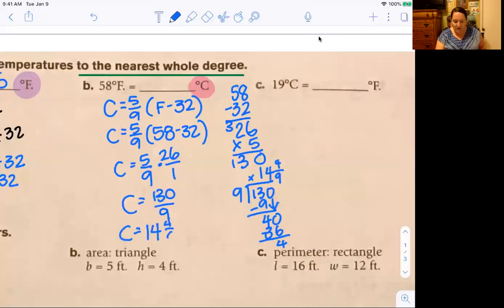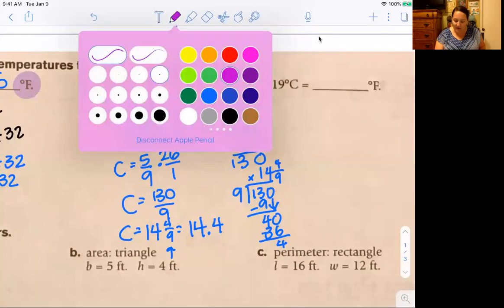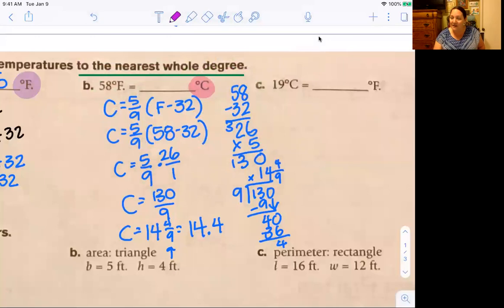Who remembers? With 4/9, what's your decimal going to be? Because when we are rounding, we want to put it in decimals. It's a lot easier to round that way. When you have 9 as your denominator, what is your decimal? It's your numerator repeating. So this is 14.4 repeating. And now we need to round 14.4 to the nearest whole number, or the ones place. So this 4 is in the ones place. This 4 is the box saying round up or stay the same. What do you think? Stay the same. So this is 14 degrees Celsius.